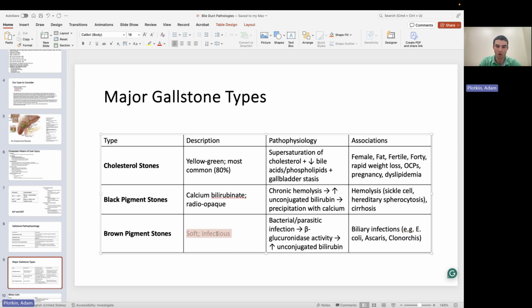Brown pigment stones are soft and infectious. Again, it's the bacterial or parasitic infection that leads to elevated beta-glucuronidase activity, which leads to the unconjugated bilirubin. That unconjugated bilirubin can then go on and supersaturate and then form these stones. So certain biliary infections like E. coli, Ascaris, and Clonorchis. All right.